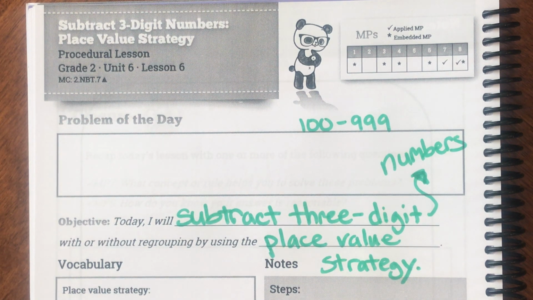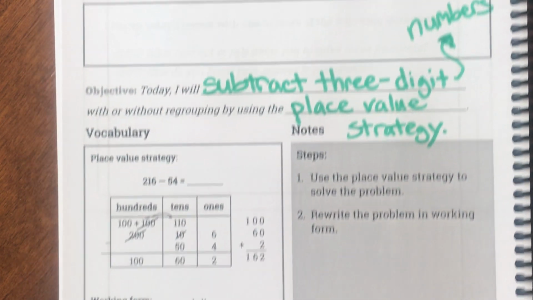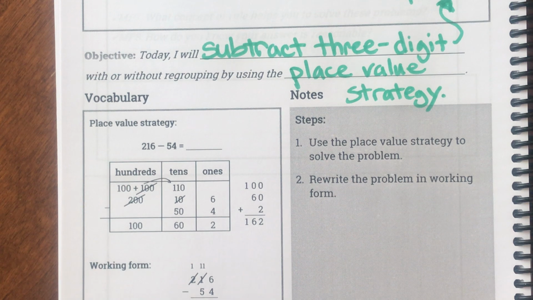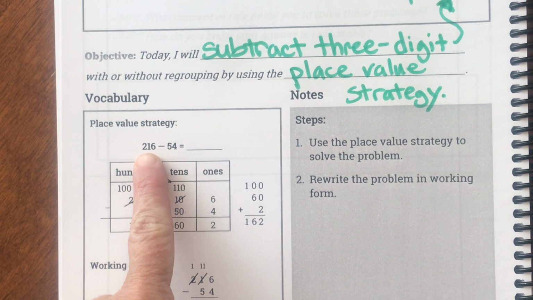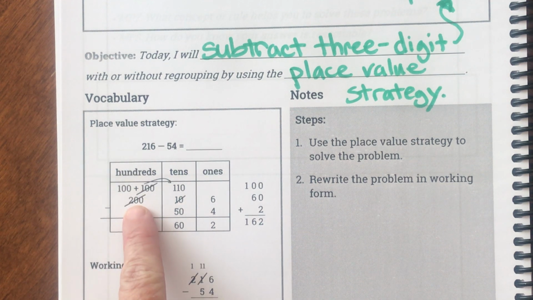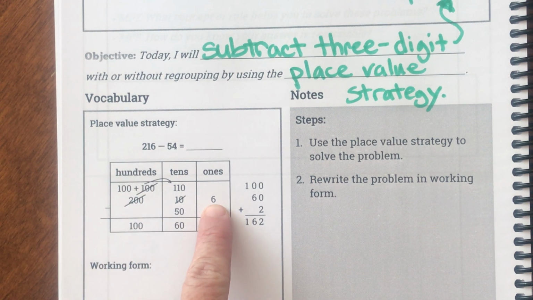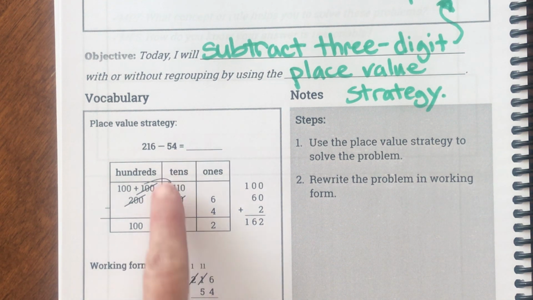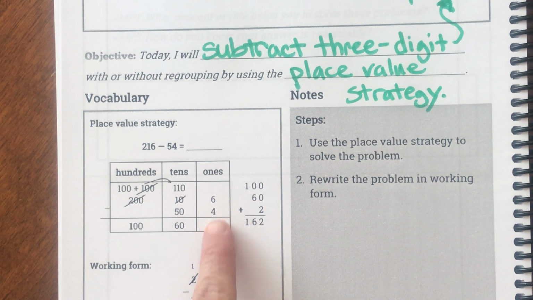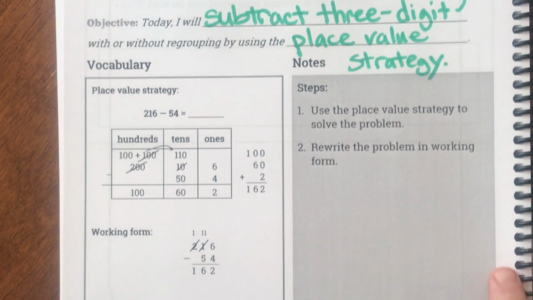Here is a reminder of what the place value strategy looks like. For the place value strategy, I write my minuend in expanded form. So instead of 216, I write 210 and 6. And then I write my subtrahend. 54 is 5 tens, which is 50, and 4 ones, which is 4. And then I subtract.